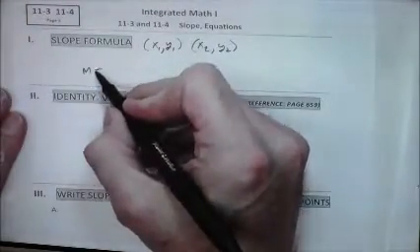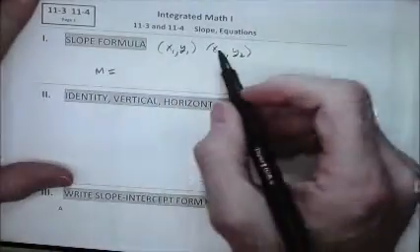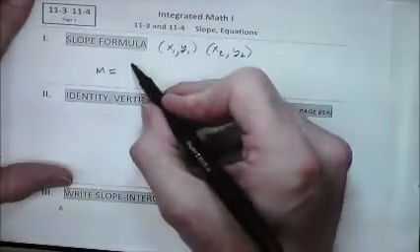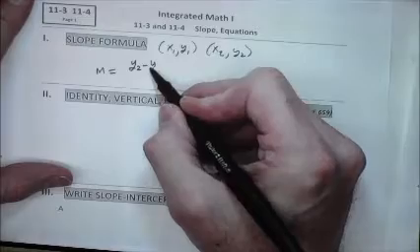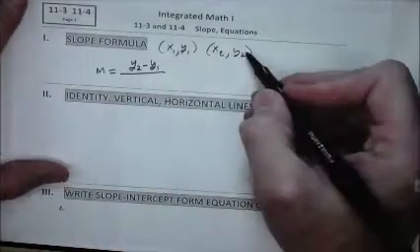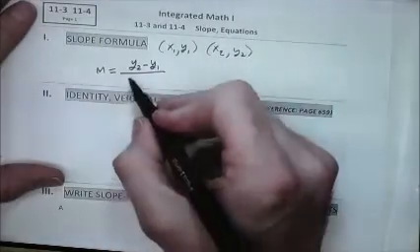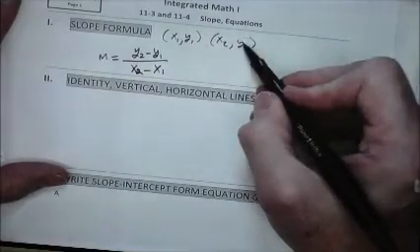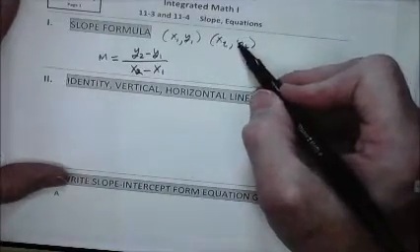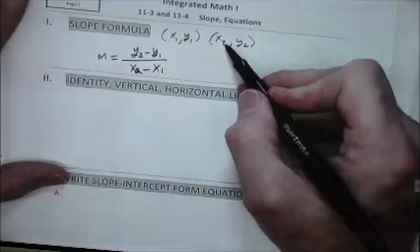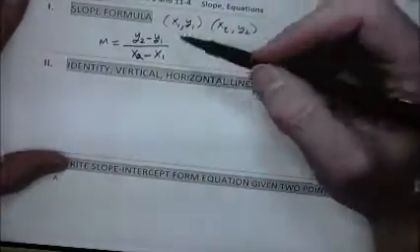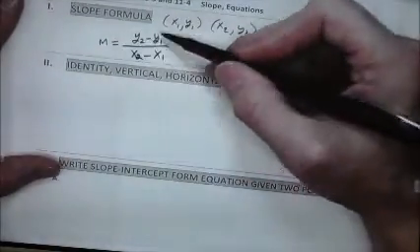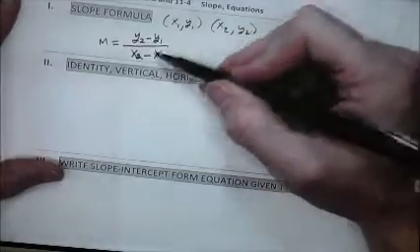And the formula, m is equal to the second y minus the first y divided by the second x minus the first x. You can even have the switch and do y1 minus y2 as long as you're consistent and do x1 minus x2 at the bottom. The problem here is simply that people tend to get these mixed up and put the x's on top and the y's on the bottom.